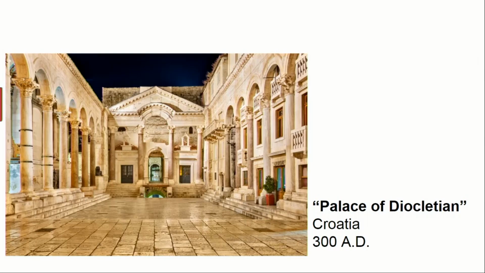This is the palace of Diocletian in Croatia. And it shows us how inventive the Romans could be with these Greek orders. For instance, look at the end of this. You see a pediment there, but the Greeks never broke their pediments. The Romans put an arch in the middle of the pediment to frame the doorway.